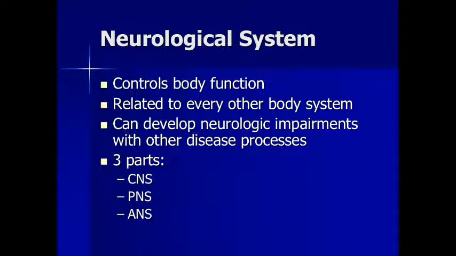I want to go back and remember that the neurologic system is divided into three parts: the central nervous system, CNS, the peripheral nervous system, the PNS, and the autonomic nervous system, the ANS. The CNS, remember, includes the brain and the spinal cord. The peripheral nervous system includes the peripheral nerves and all 12 cranial nerves.